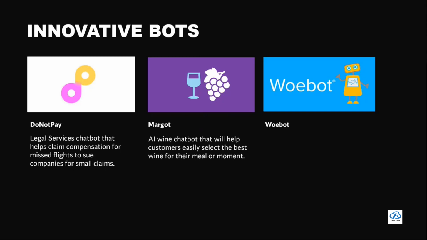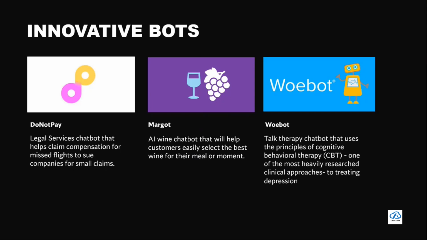It's an AI wine chatbot, so it helps you pick the right kind of wine to go with your food. And Wobot is interestingly a bot that is based on cognitive behavioral therapy. So this is a very advanced clinical research area. It's used to help heal people with mental depression. So you can imagine the range of use cases that a bot can actually serve.